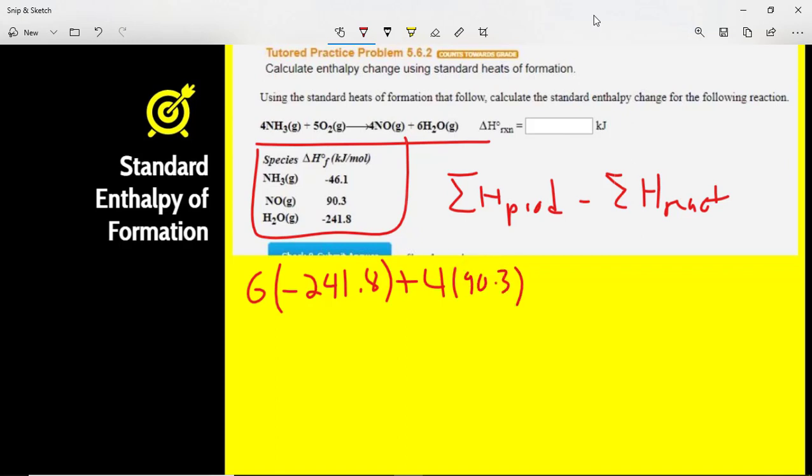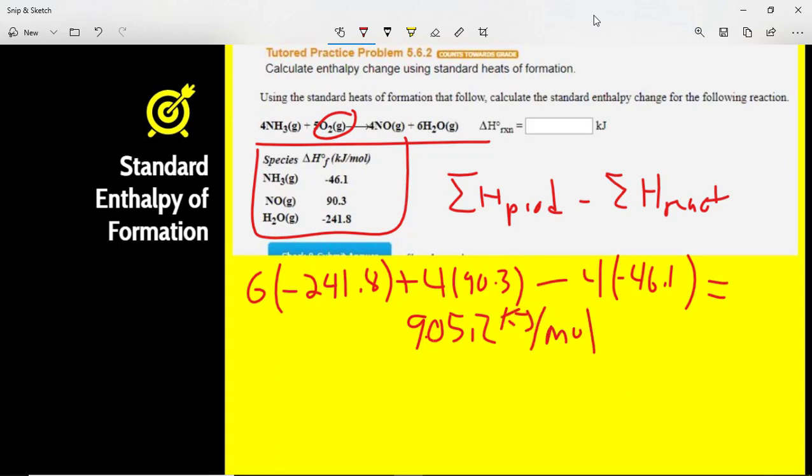Notice how the coefficients come into play here. And we're going to subtract that from the reactants. That's it. That's all you have to do, guys. Any element by itself actually does not have a standard heat of formation, so you don't actually have to worry about that, okay? And so you do the math here, get your calculation, and you end up with 905.2 kilojoules per mole. Okay?